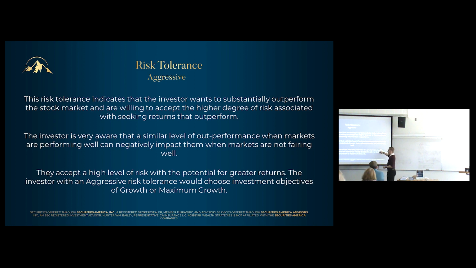So they accept a high level of risk with the potential for greater returns. The investor with an aggressive risk tolerance would choose investment objectives of growth or maximum growth. So this person's not looking for income. No dividend stocks, no bonds, no T-bills, no CDs, none of that stuff. We're not looking for that.